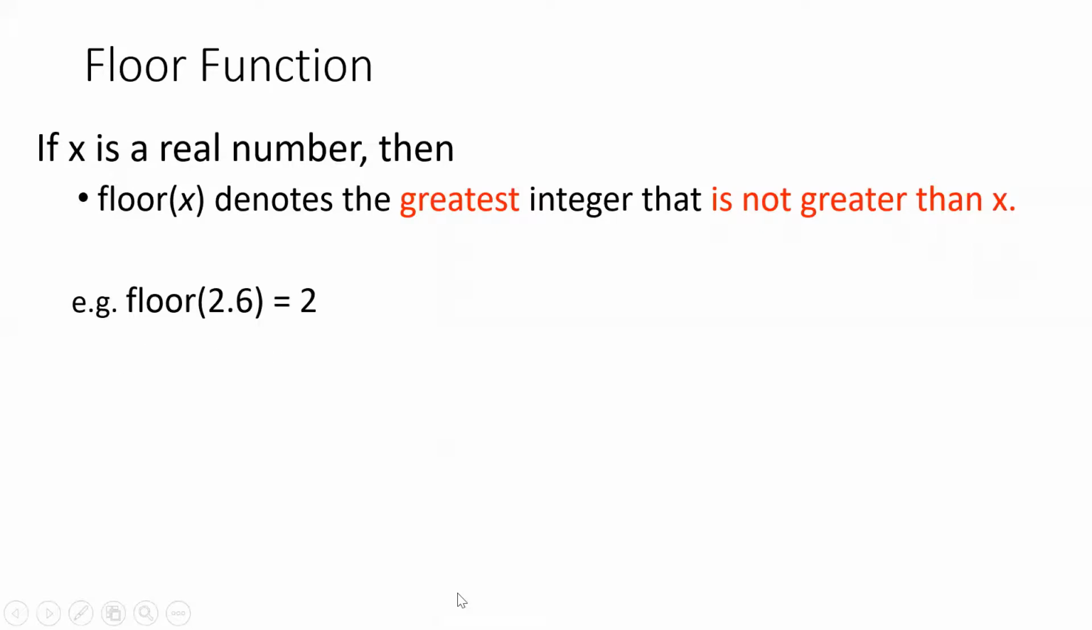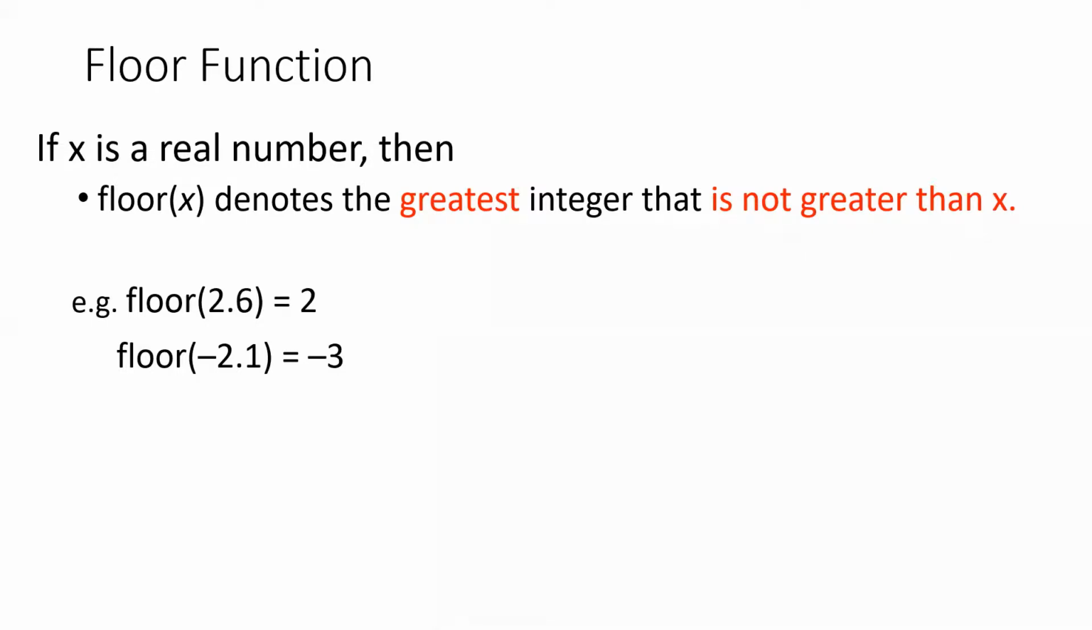So in the previous example I have written, first you have to find all the integers. This is a twisted definition, so you'll get confused. First you have to find all the integers which are not greater than x, which means the numbers lesser than 2.6. It will be 2 and 1. And among these, which is the greatest integer? 2 will be the greatest integer. So 2 is the greatest integer that is not greater than x.